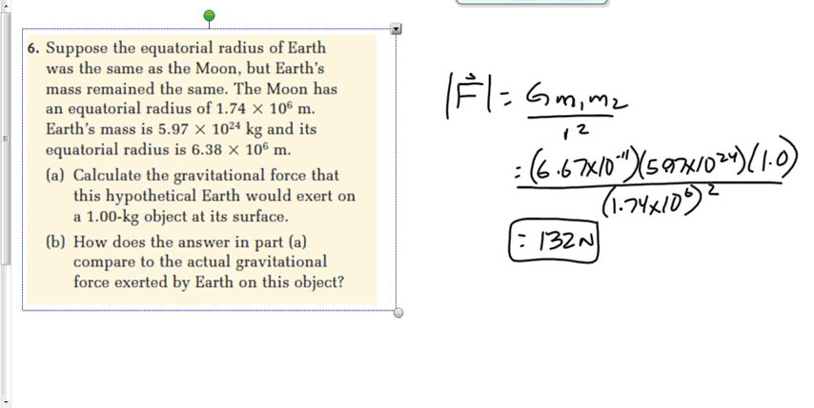132 newtons. Now it says in B, how does the answer in part A compare to the actual gravitational force exerted by the Earth on this object? Well, listen carefully to what I'm about to say here, guys, okay?